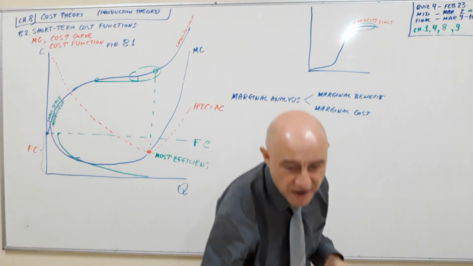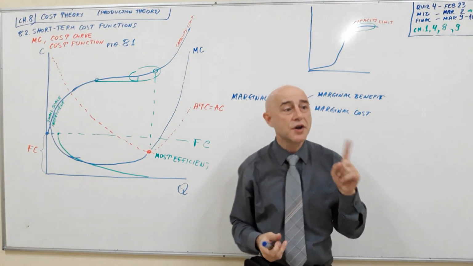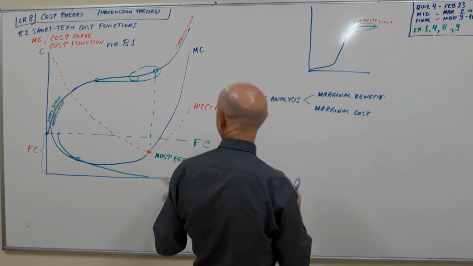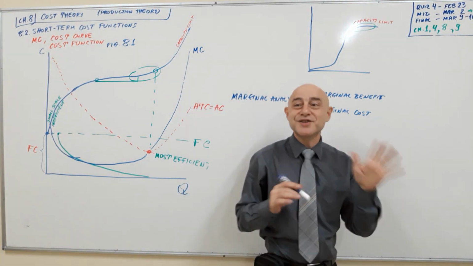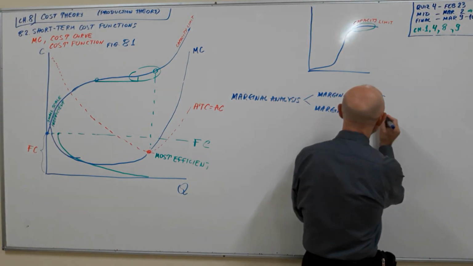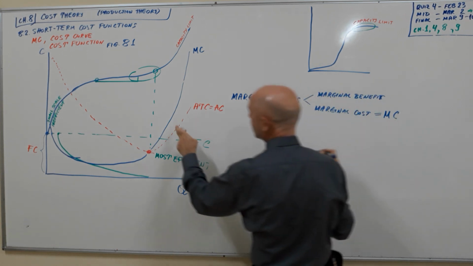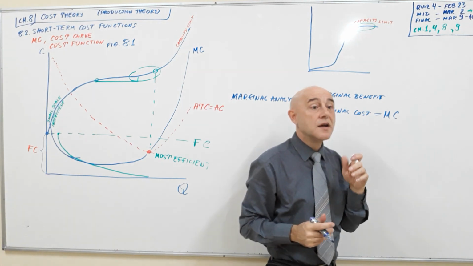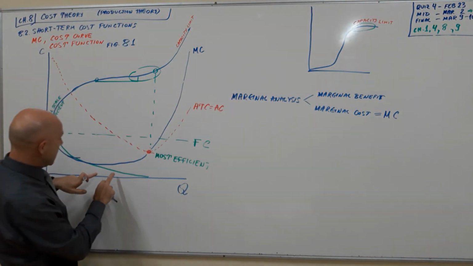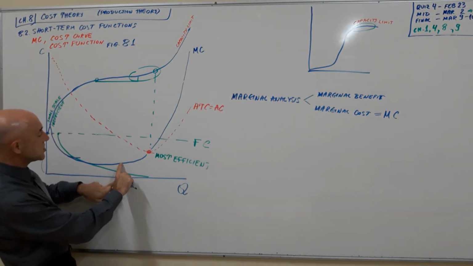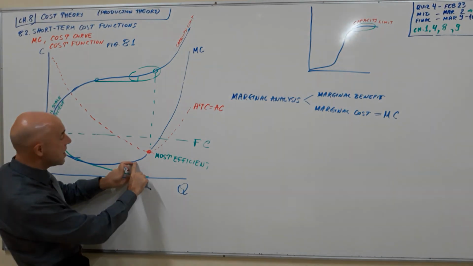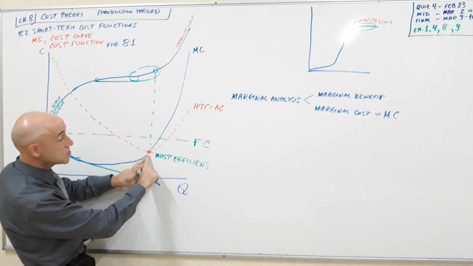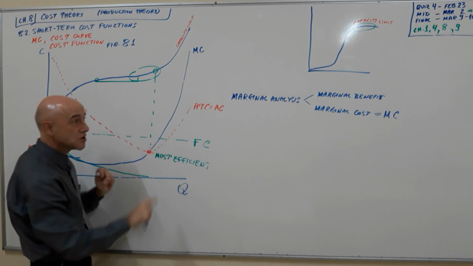What is the marginal benefit of one more unit, and what is the marginal cost? Well, marginal cost is easy. Marginal cost is marginal cost. This is the curve, the cost of one more extra. If the quantity is here, this is the marginal cost.